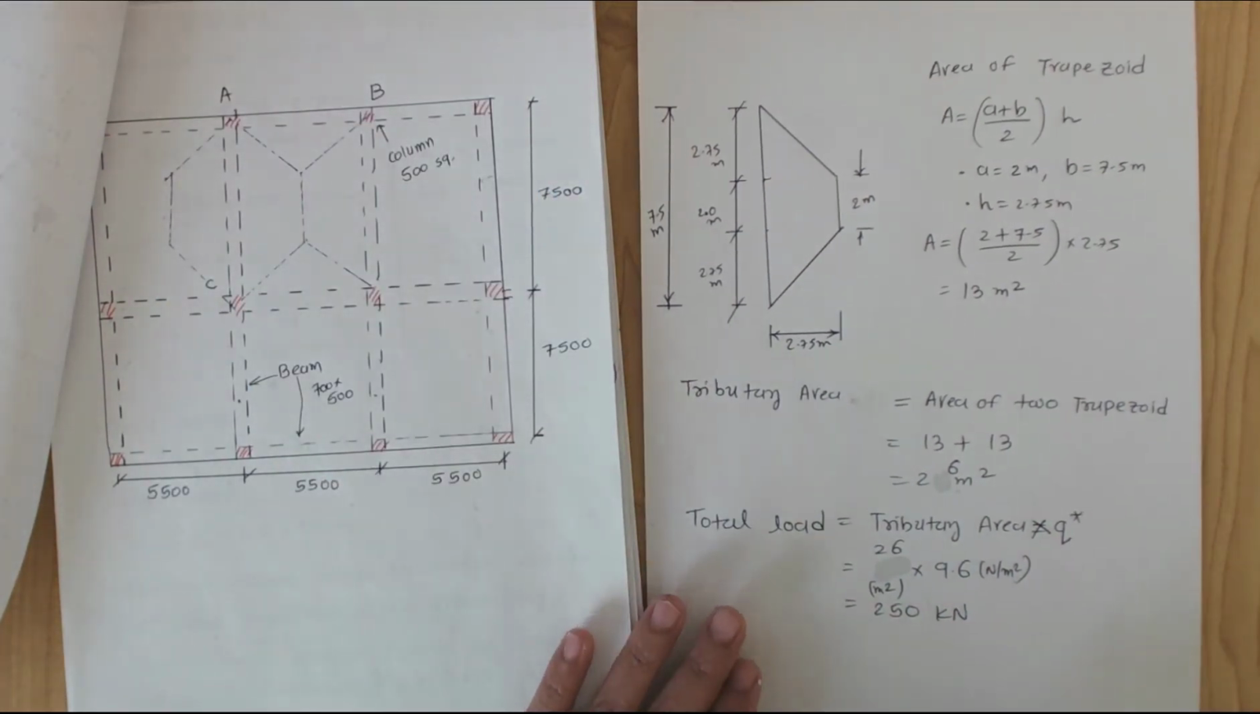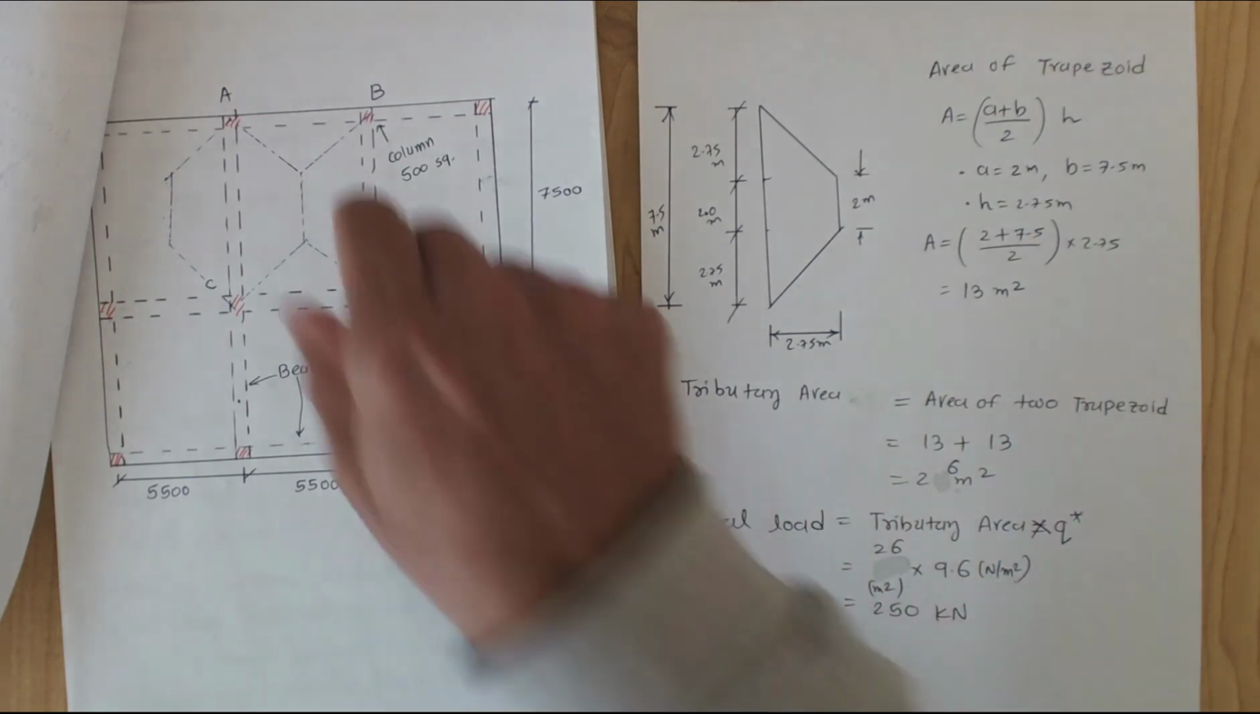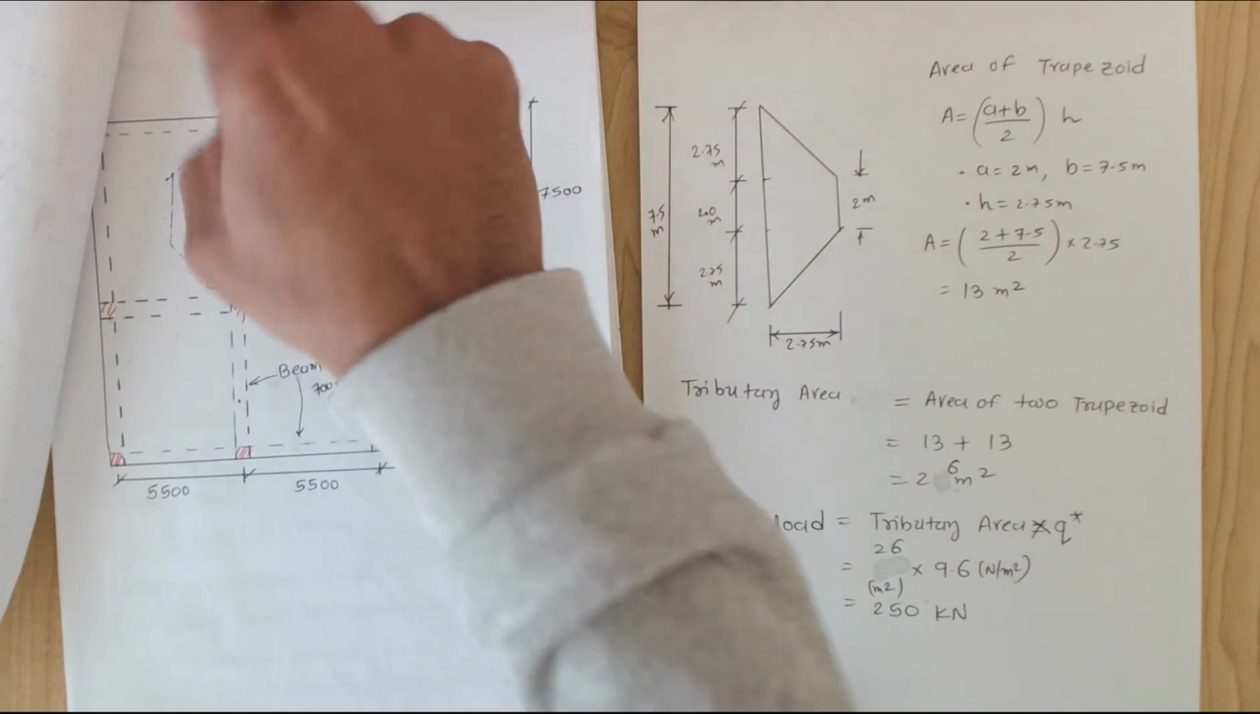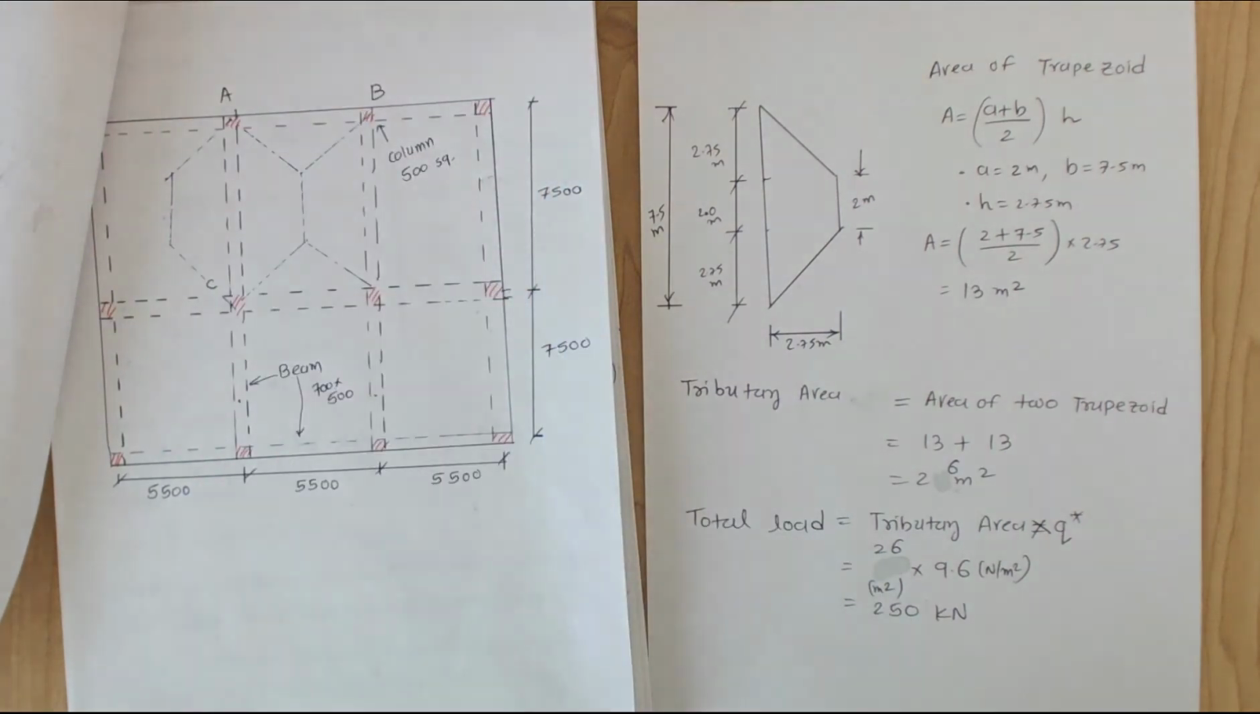That is the final video for the calculation of the dead load and the total load coming on beam AB, which is the discontinuous beam, and beam AC, which is the continuous beam. Thank you.